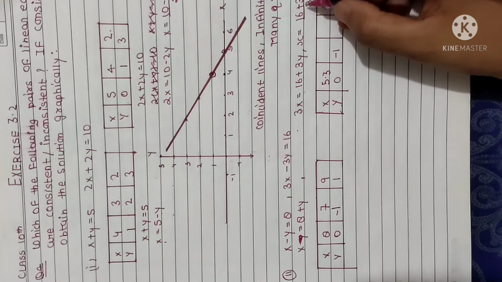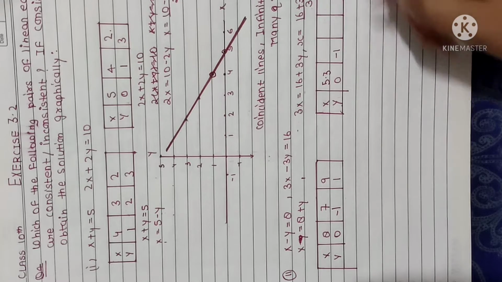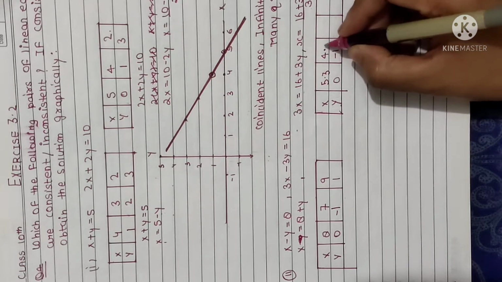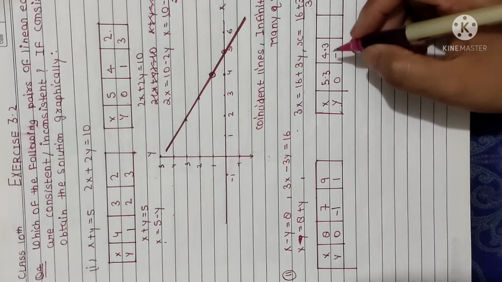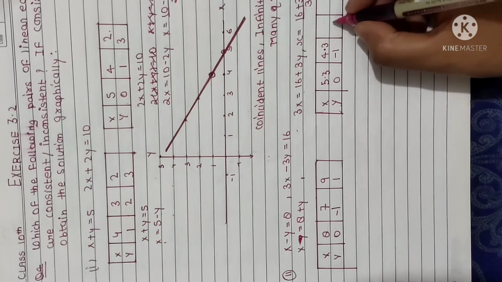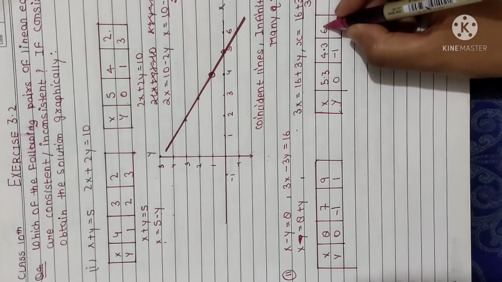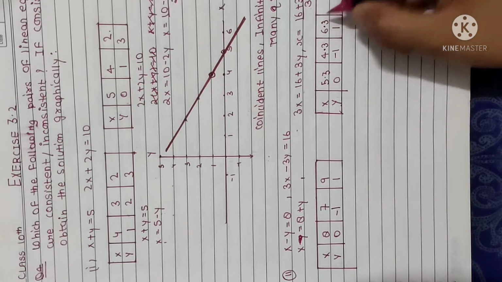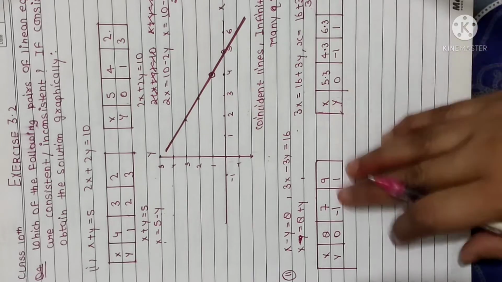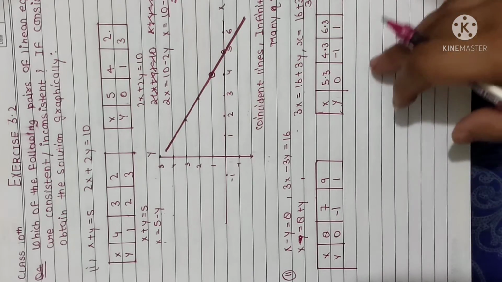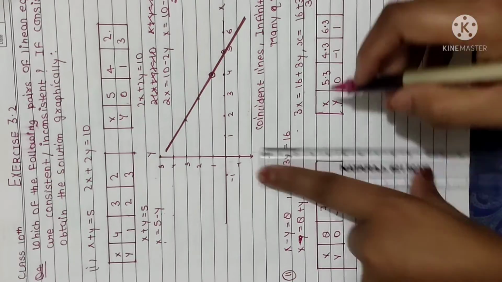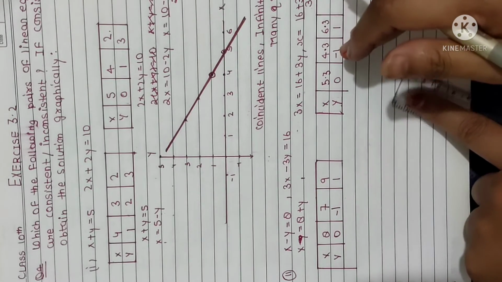Then x will be 13 upon 3, which is 4 point something, since 4 threes are 12. Next, if I put 1 in place of y, then it will be 16 plus 3, which is 19, upon 3, which is 6 point something, since 6 threes are 18. So I think 3 solutions are enough. Now we have to plot these points on the graph.